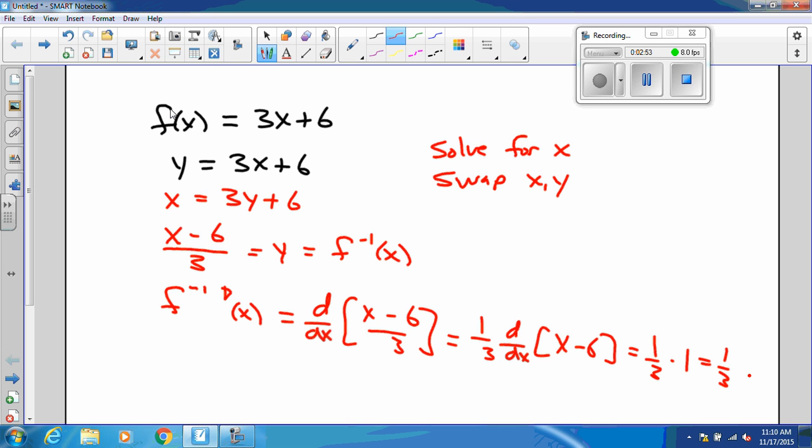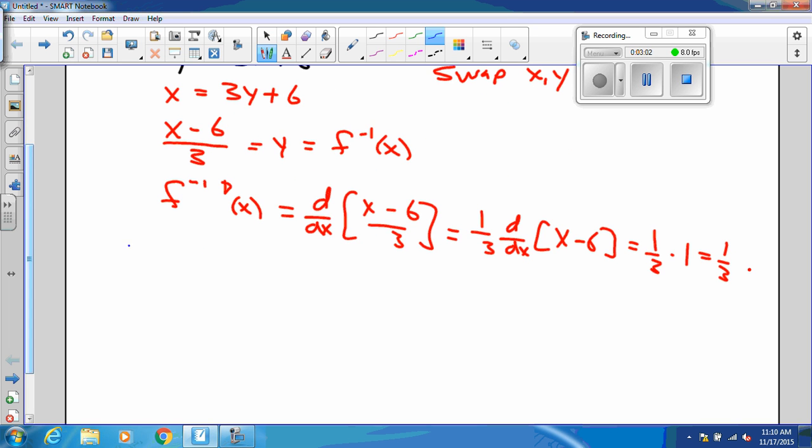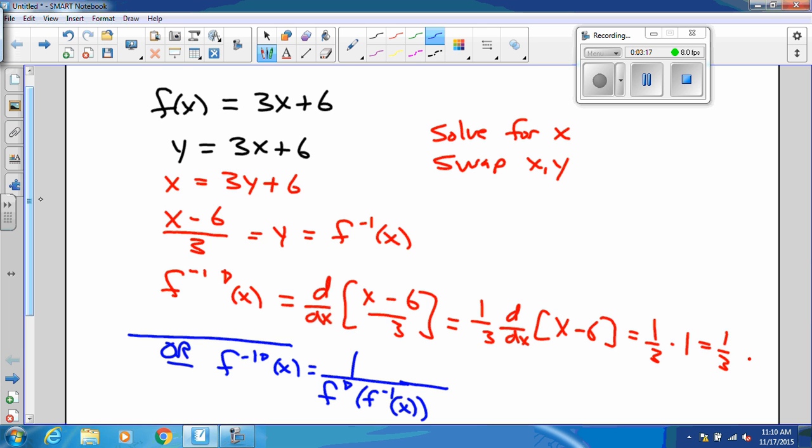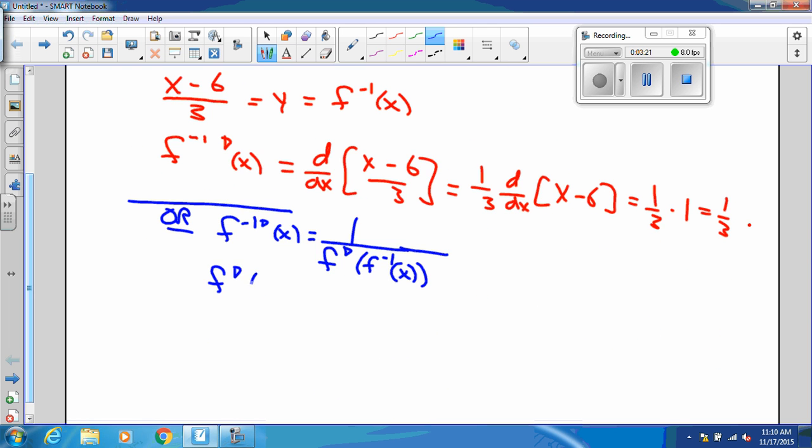Now, part 3 asks you to come back and compute the same thing, f inverse prime, but using the inverse function theorem. So we could have gotten f inverse prime by rewriting it as 1 over f prime of f inverse of x. So that takes me back to the question, what is f prime? And f was 3x plus 6. So f prime is equal to the derivative of that, which is simply 3.